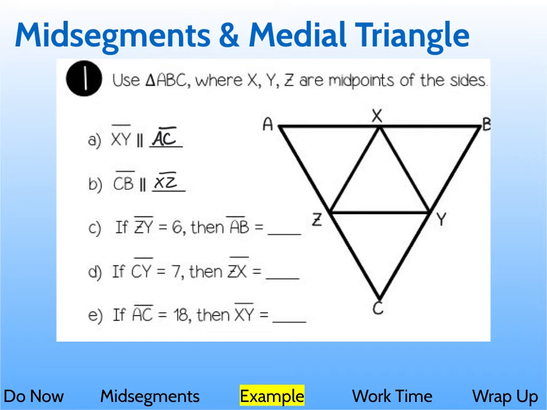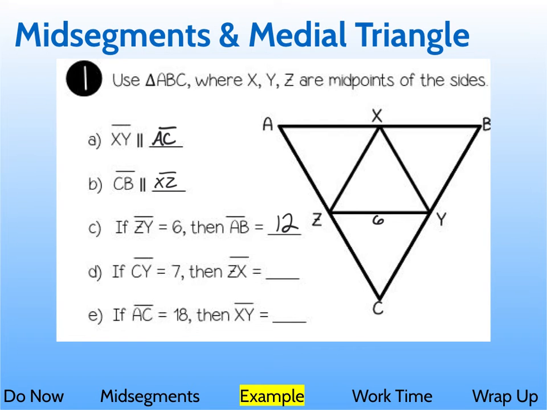Now this next part says if ZY is 6, then AB, this entire thing here, is, well, remember, ZY is half the length of the side it's parallel to. So it's half the length of all of AB. So all of AB has to be 12.